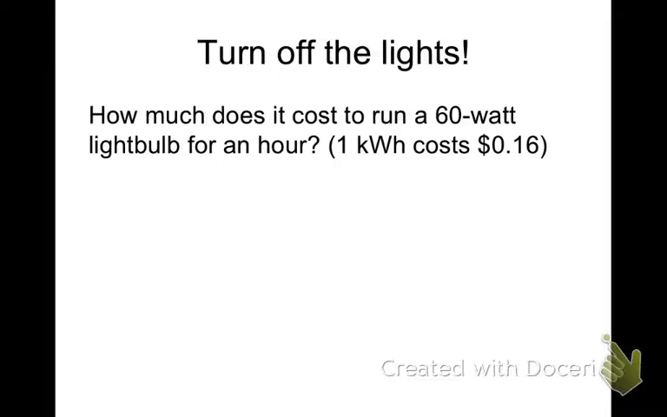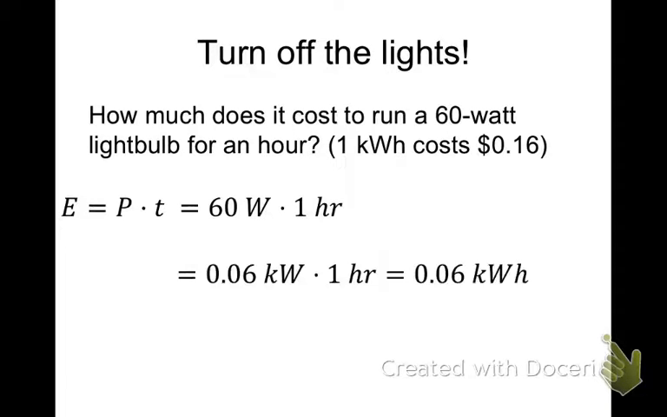To calculate kilowatt hours, we have to do energy is power times time. So we're going to say energy equals power times time, and we have 60 watts for 1 hour. That's the power and the time. Now, I want to convert that into kilowatts, so that's 0.06 kilowatts, and in an hour that's 0.06 kilowatt hours of energy. You with me here?